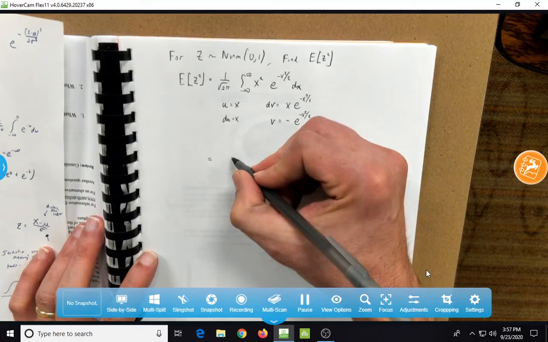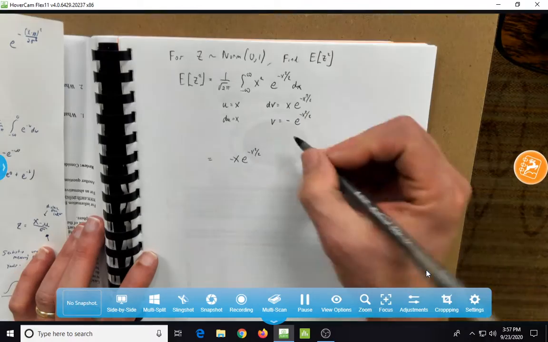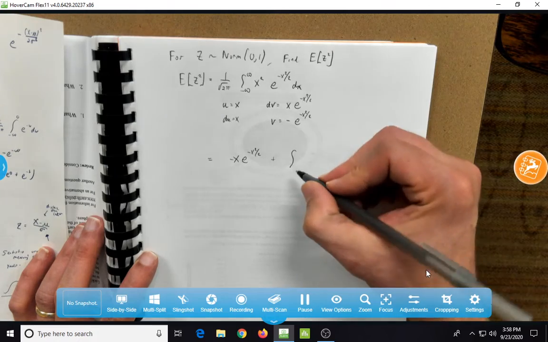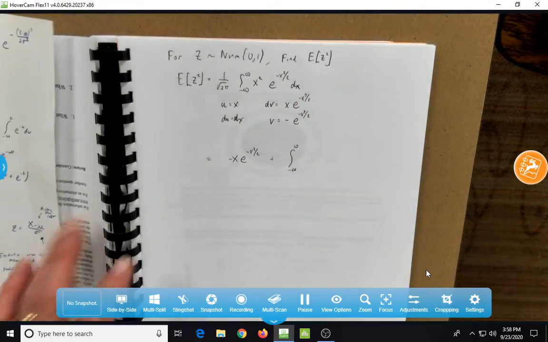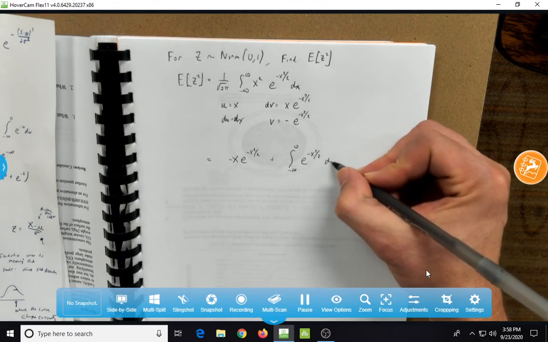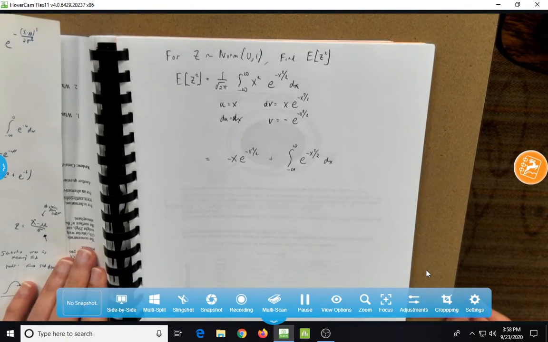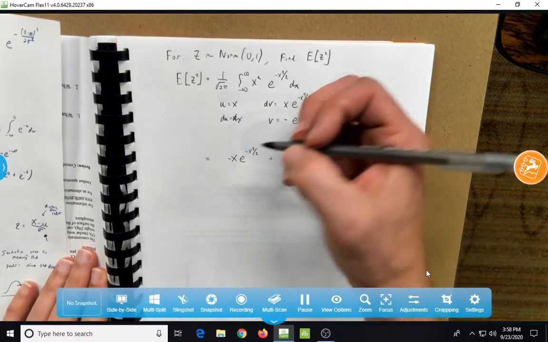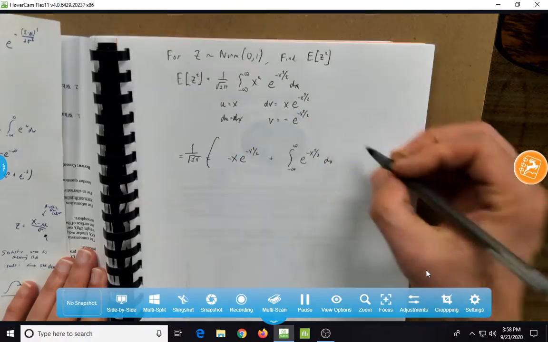So we have x times negative e to the minus x squared over 2, the uv, minus, which would be a plus, the integral from minus infinity to infinity of e to the minus x squared over 2 dx. Now I left off my 1 over square root of 2 pi. So let's just put that 1 over square root of 2 pi out here times this whole thing.